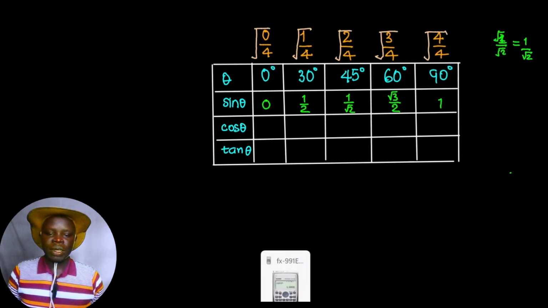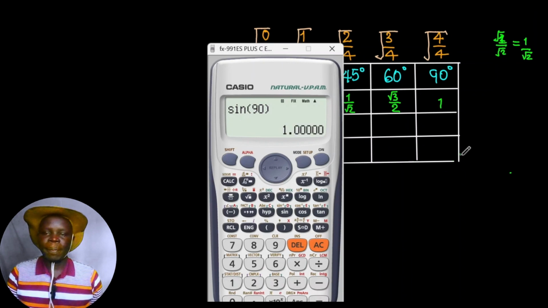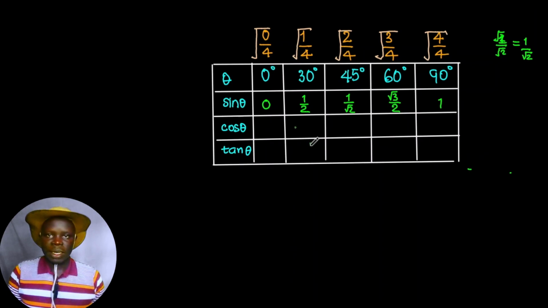Then we can check with the calculator the sine of this special angle, as we saw before. So let's go and see. Sine of 90, what is the result? We get 1. Now we are done with sine. How do we fill in cosine? Here, we don't need to do any of this.